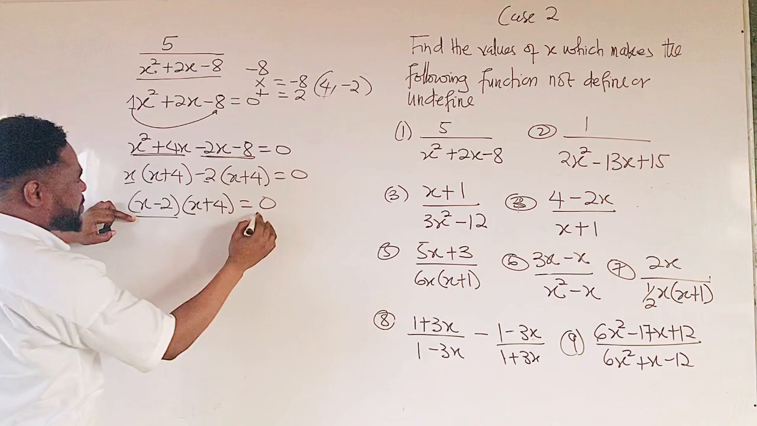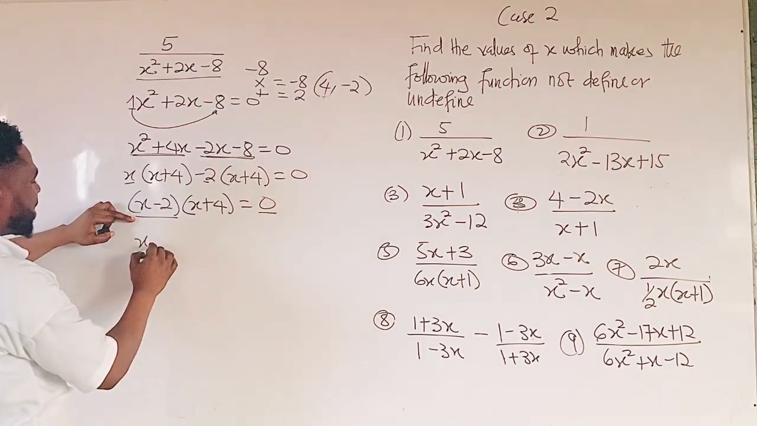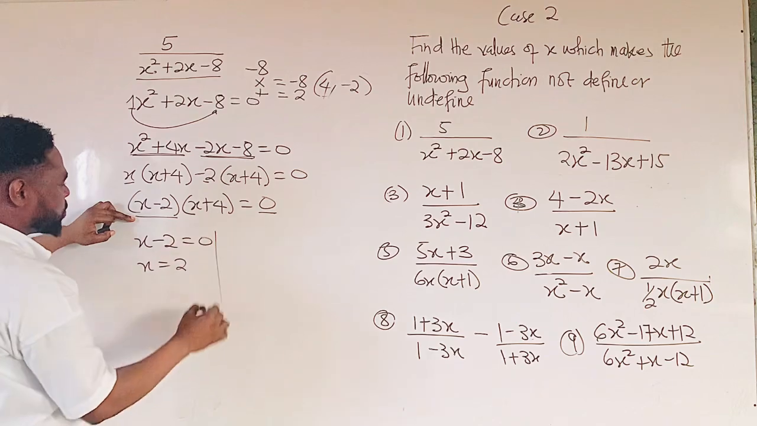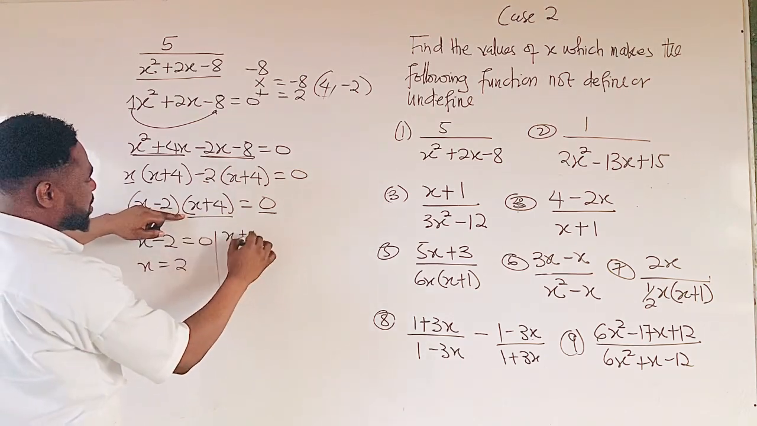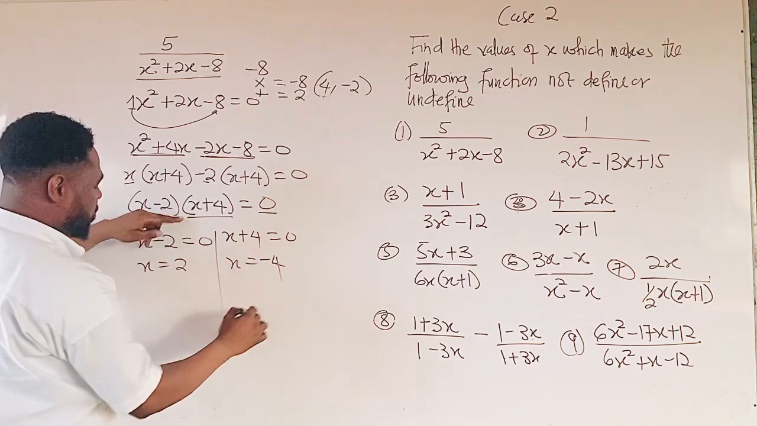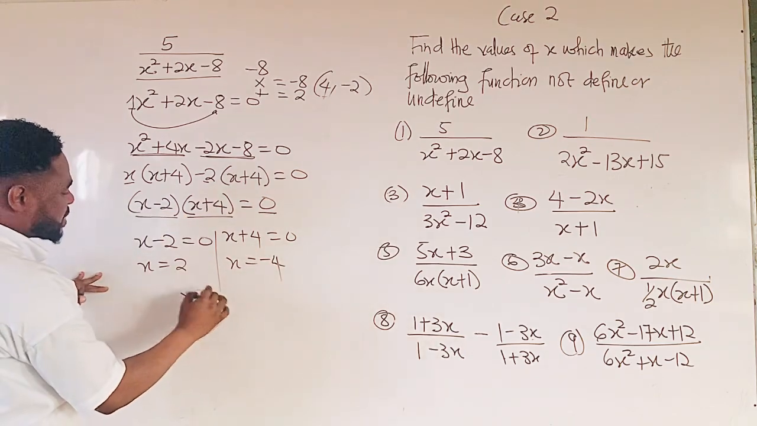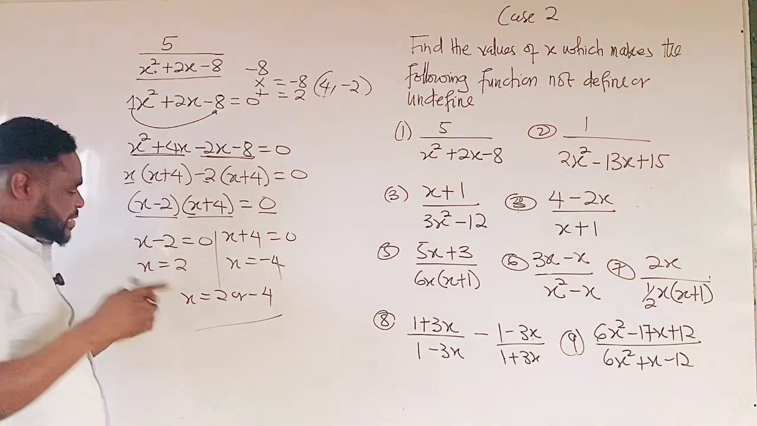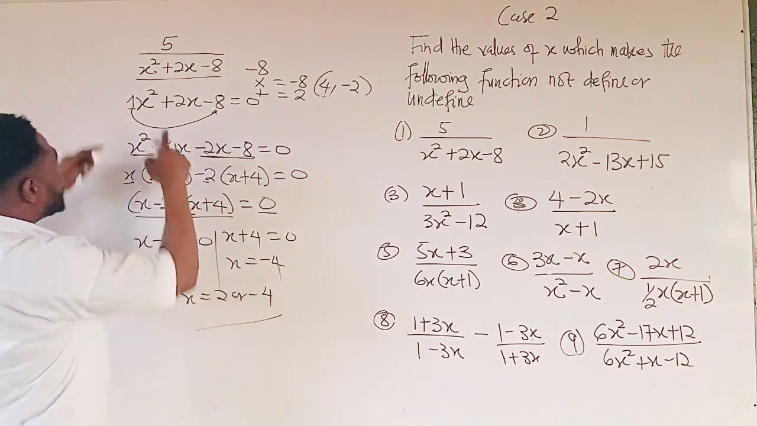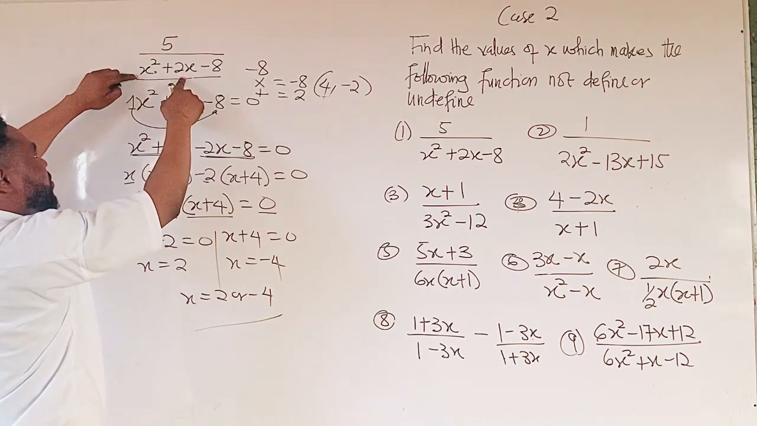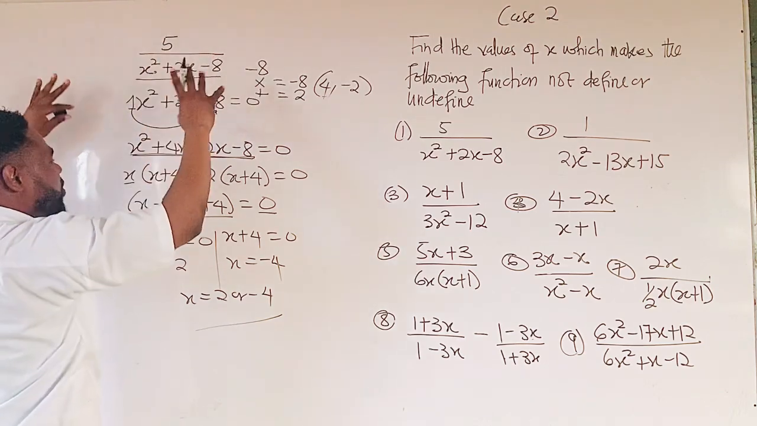We pick our first bracket and equate it to 0, then we find our x, all right? So here x will be equal to positive 2. We pick the second bracket, we equate it to 0, and our x is going to be negative 4. Therefore, we can say that x equals 2 or negative 4. It means that when we replace our x with these two numbers, it will make the whole denominator 0, which will make this function undefined.